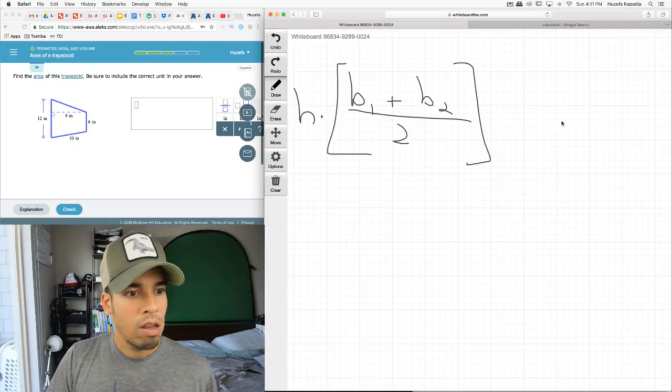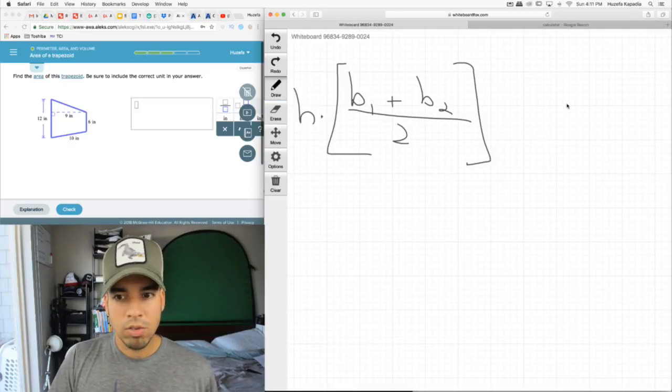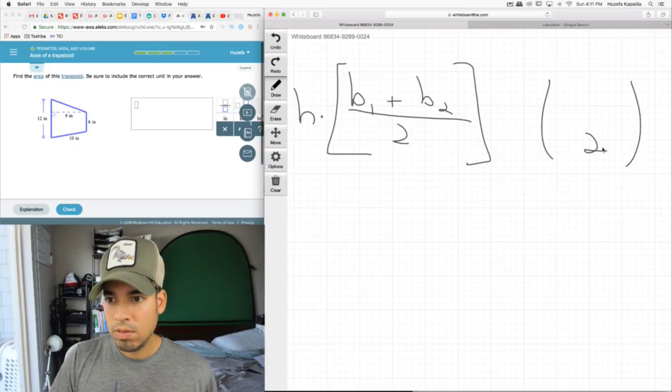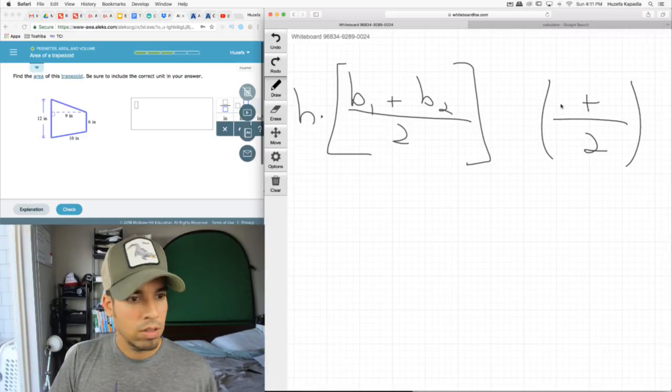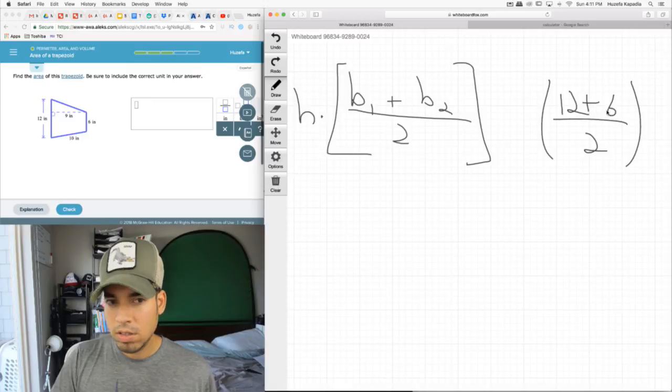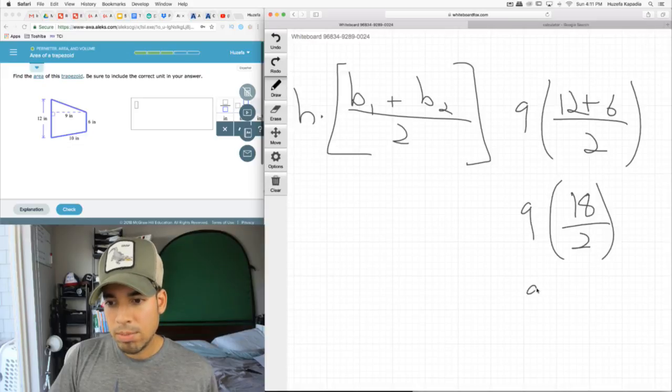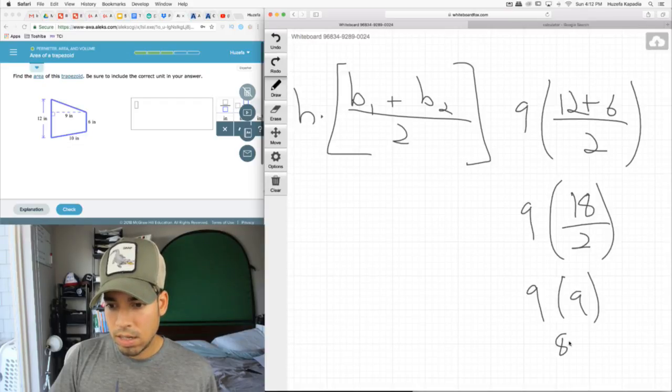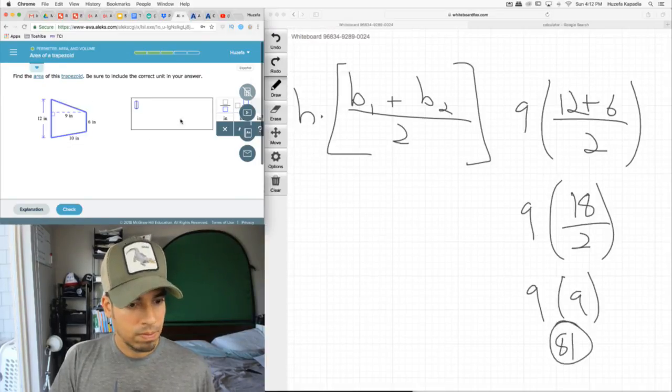Okay. So now we have the bases are these sides, 12 and 6, and the height is 9. So 12 plus 6 is 18 over 2 times 9. 18 divided by 2 is 9. 9 times 9 is 81.